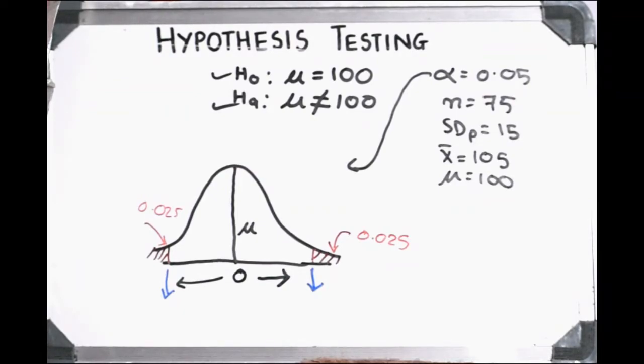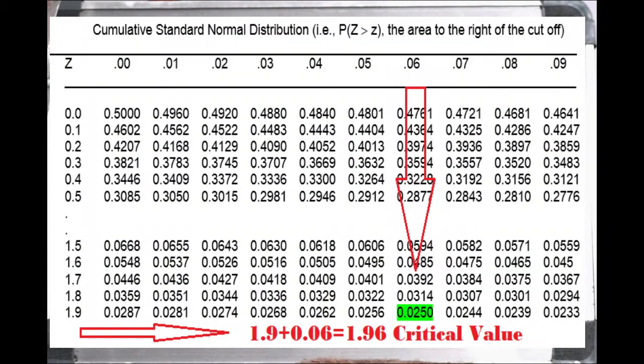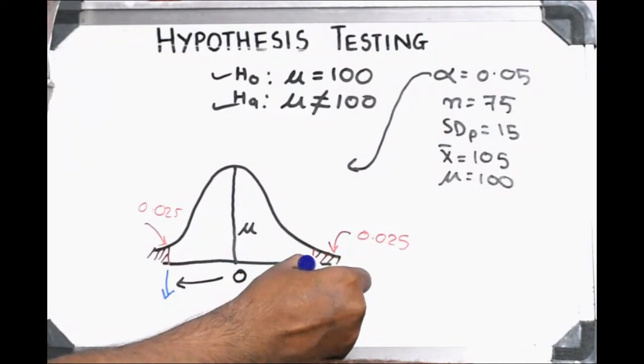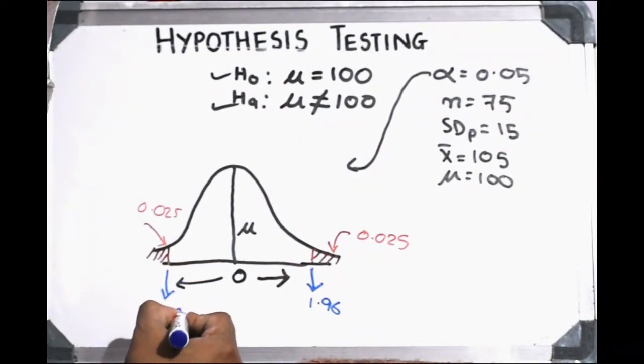If you look at the Z table shown on the board, you will find the Z value corresponding to the area under the curve, which is 0.025, and that Z value will give you the critical value. So it is 1.96. If you carefully watch the Z table, you will find it is 1.96. It means it is 1.96 on this side and minus 1.96 on this side, since it's a two-tailed test. So we have got the critical values.